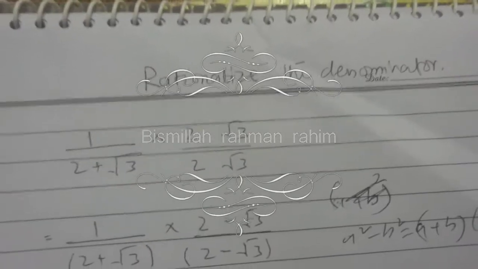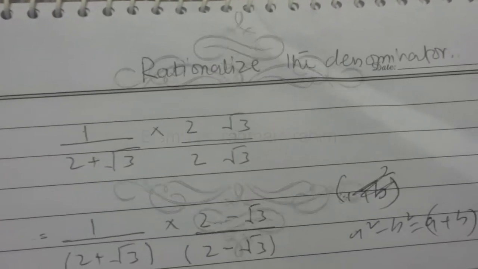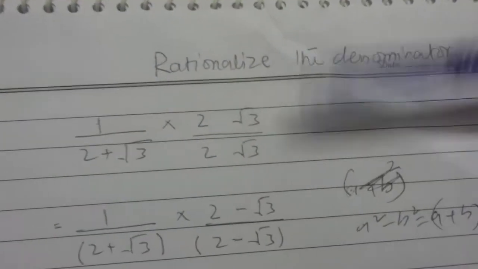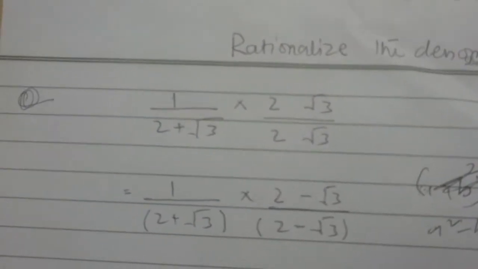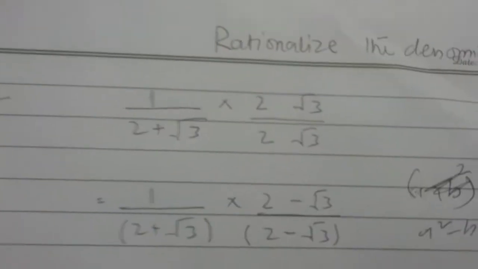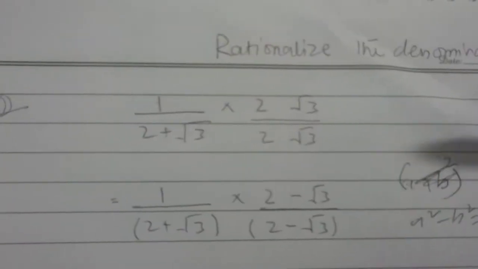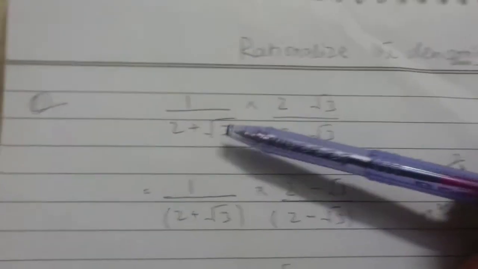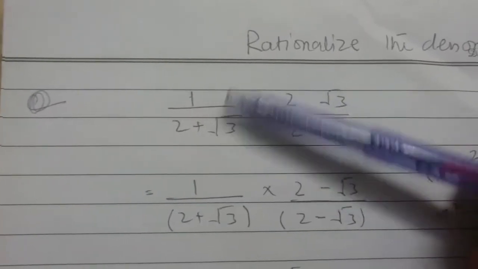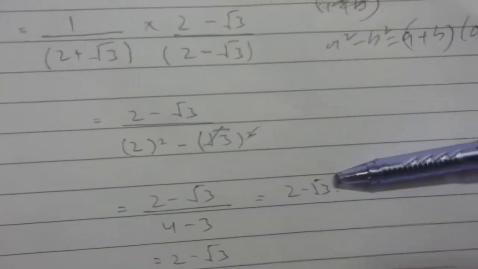You've seen me make a lot of videos about different concepts, but this time I'm talking about rationalization, the complete rationalization process. Remember this, I'm going to let you know how to make things rationalized or conjugate. I've got a question given here: 1 upon 2 plus root 3. I have to make it the simplest form. This is in fraction form, and I want this in a simple form. For this I'm going to use my rationalization process.